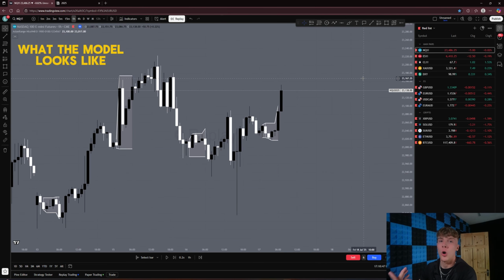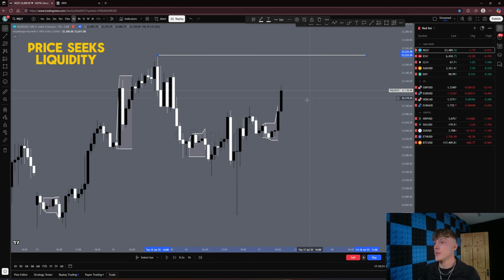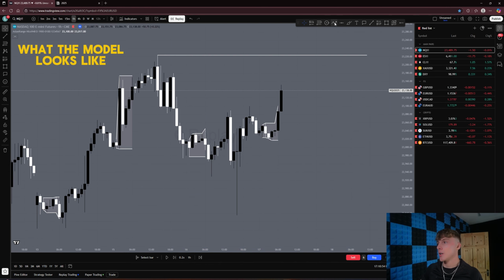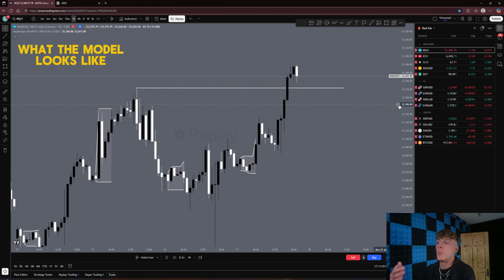So what is the core of the model? It's relatively simple. We understand that price seeks liquidity, right? So we can mark out things such as session highs and lows. And when we understand where price is likely to go based on where liquidity lies, we can essentially catch a reversal from that point or a continuation. So once we've swept liquidity, we would look for a reversal, or we'd look for a pullback to continue higher, depending on what the higher timeframes look like. But this gives you a bit of an idea.